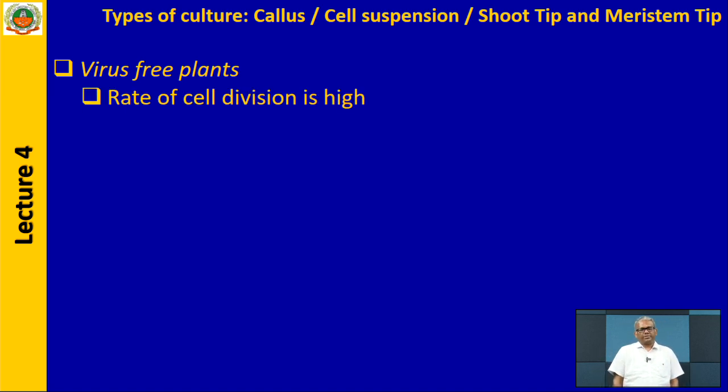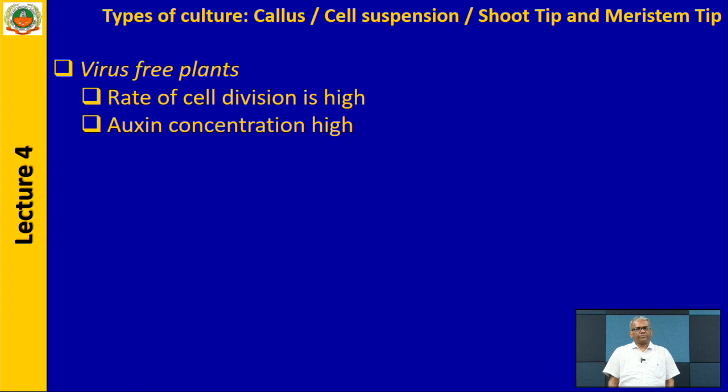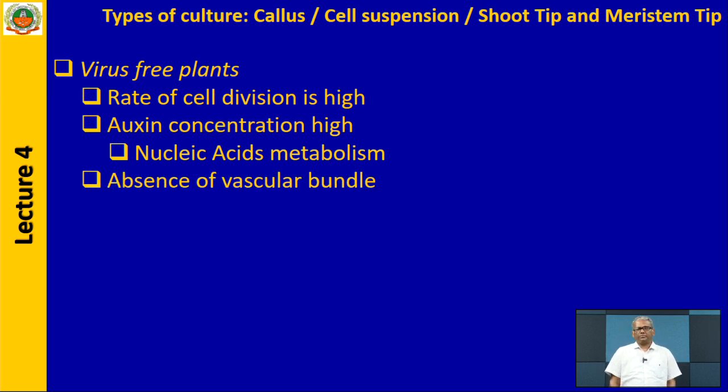These meristems undergo rapid cell division, as I told you earlier, where the rate of cell division is very high compared to that of the viruses. Also, the meristem tips contain a rich amount of auxins, which are expected to affect the nucleic acid metabolism of the viruses. Please understand that nucleic acid metabolism is essential for the replication of viruses.